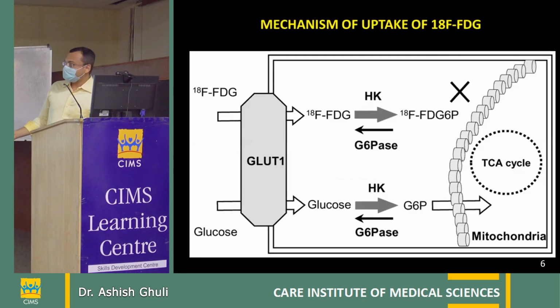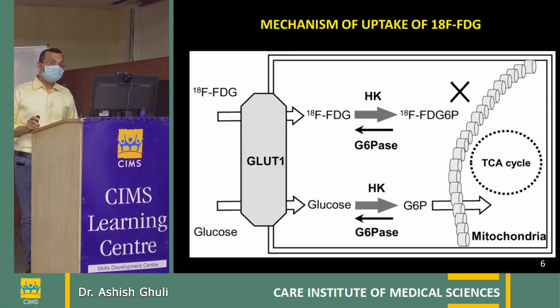Mechanism of uptake of FDG in any cell of the body: normal glucose enters the cell, then it enters the mitochondria and undergoes the Krebs cycle. But because of the structural change in F18 FDG, it does not enter the mitochondria. Hence it is trapped in the cell, and it does not undergo the Krebs cycle.